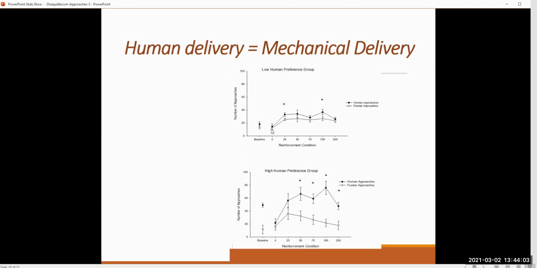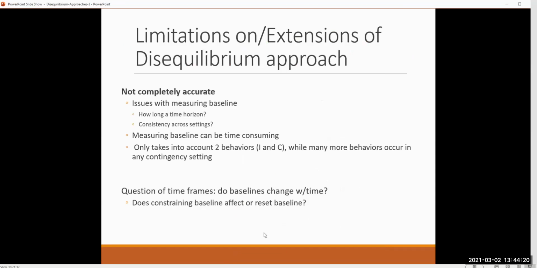But again, look, the bliss point for the non-human preferring dogs was the same as their feeder. The bliss point for the human preferring was much higher for humans, much lower for the feeder. And again, we see some distinct differences and we can make assessments.